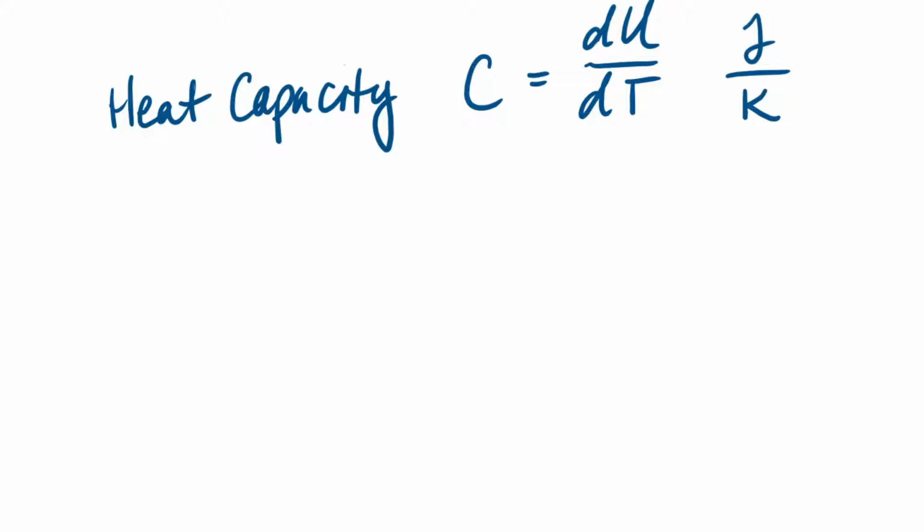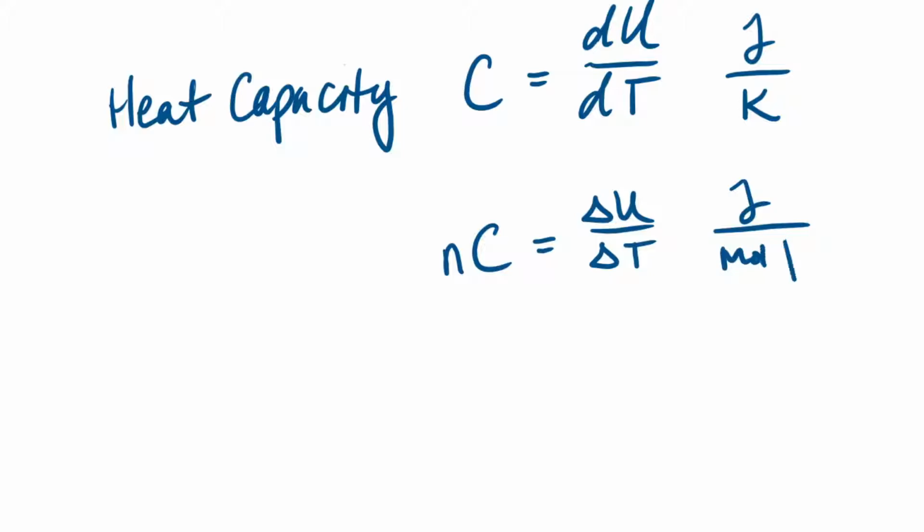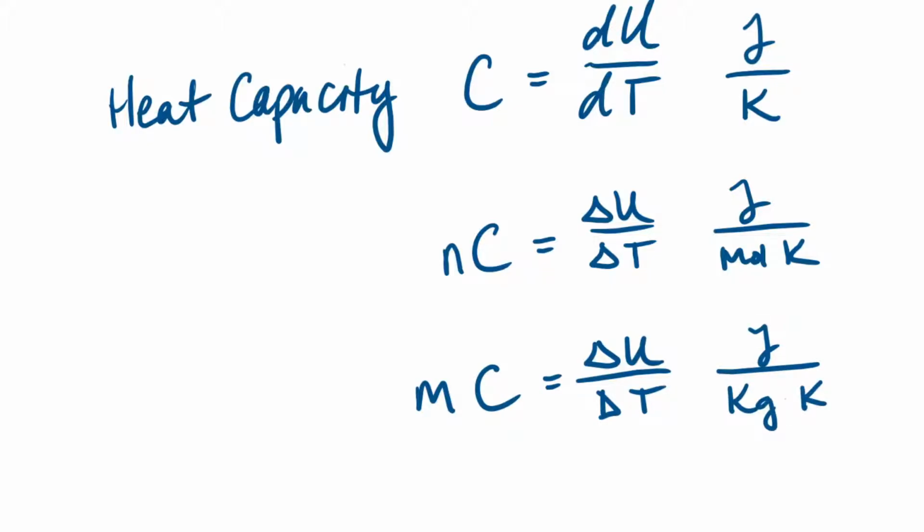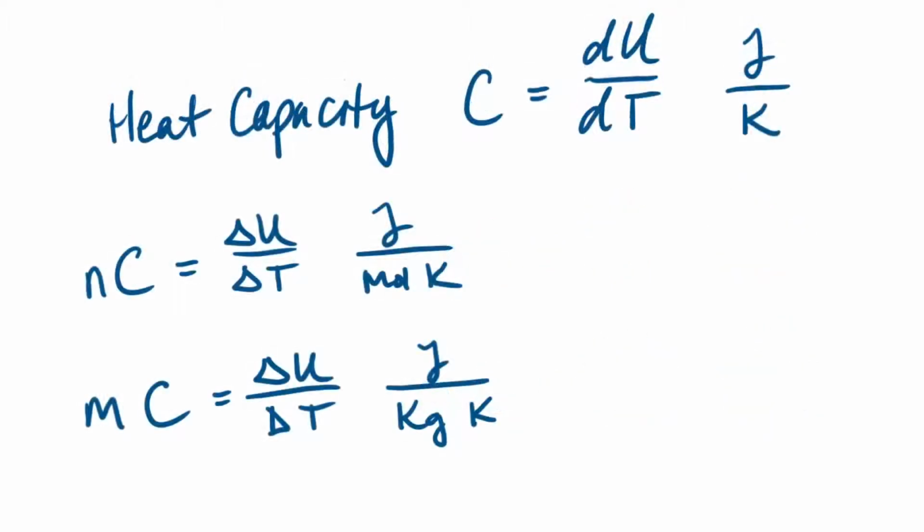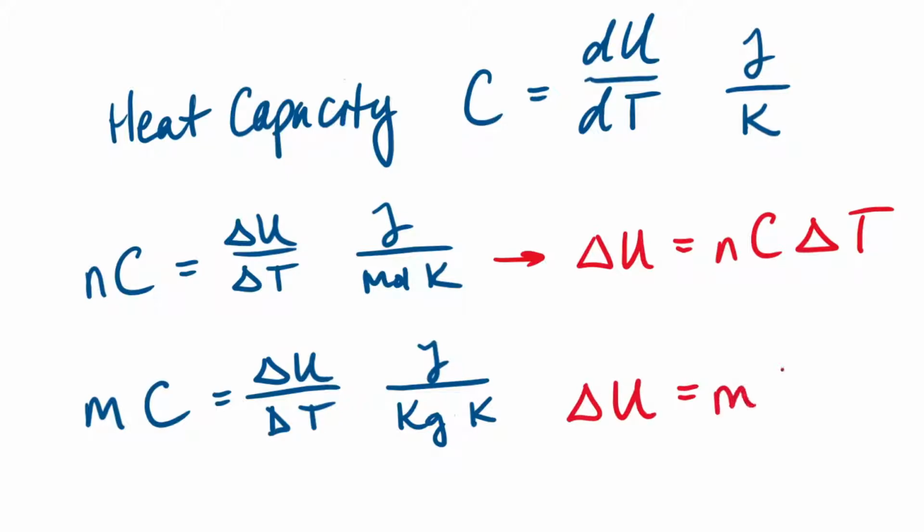Because the total energy contained in a system is also a function of the amount of material, we usually see it written as the molar heat capacity, or joules per mole Kelvin, or the specific heat capacity, joules per kilogram Kelvin. With a little algebra, we can rearrange these equations into the change in internal energy equals the number of moles times the heat capacity times the change in temperature, and for specific heat capacity, the change in internal energy is the mass times the specific heat capacity times the change in temperature.